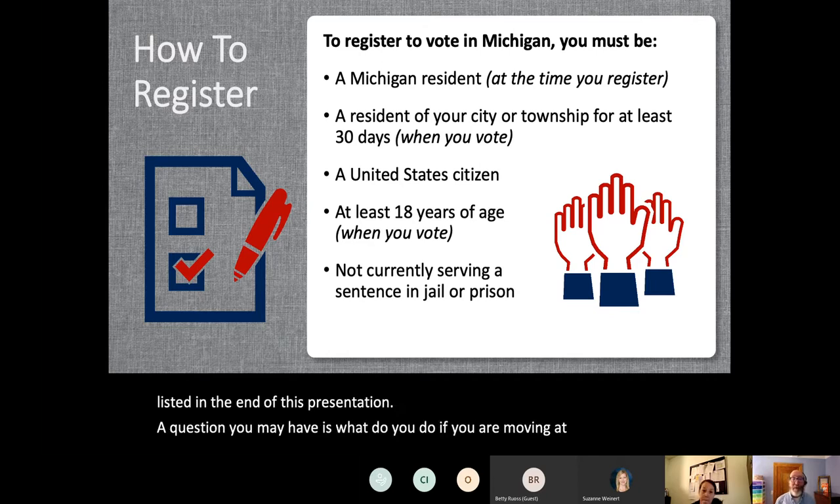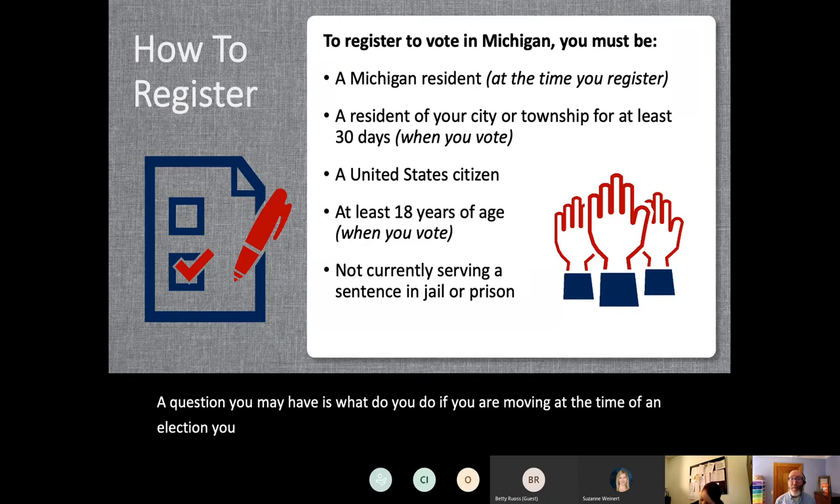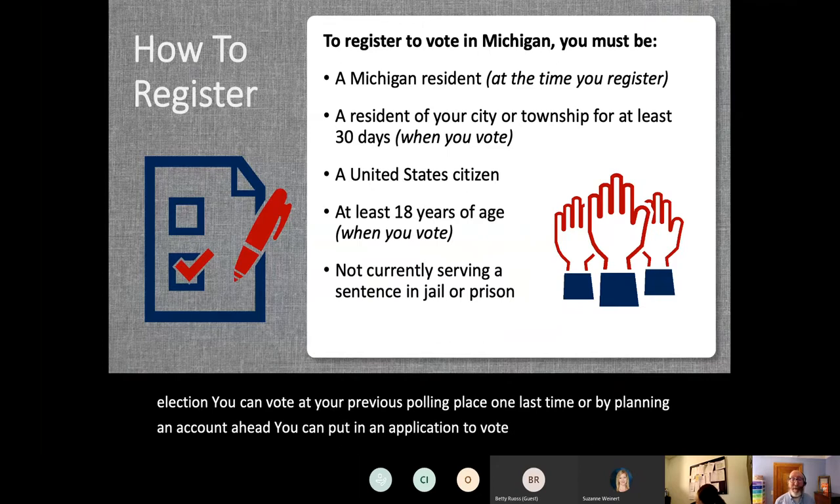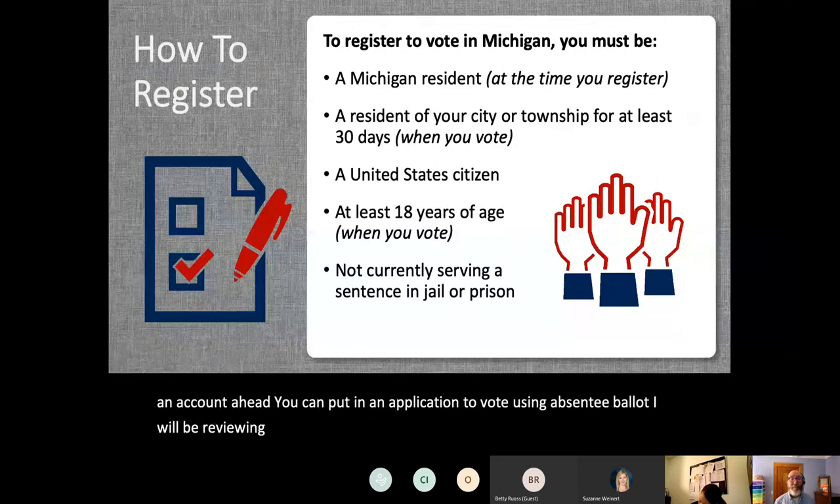A question you may have is, what do you do if you are moving at the time of an election? You can vote at your previous polling place one last time, or by planning ahead, you can put in an application to vote using an absentee ballot. I will be reviewing absentee voting on the next slide.